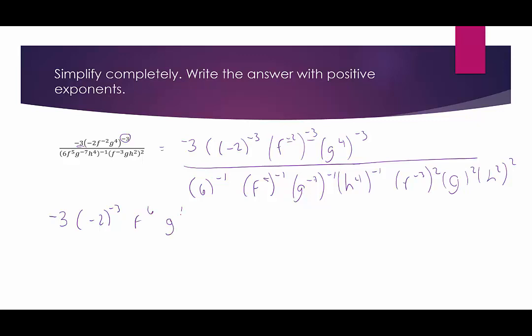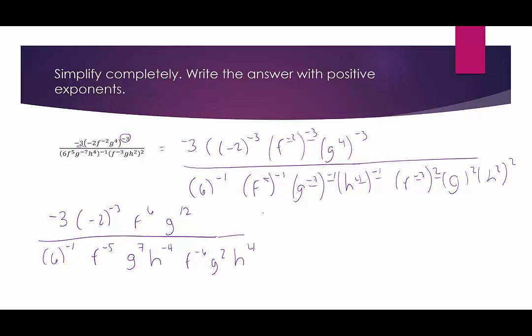Next we have g to the 12th. In the denominator, I'm going to deal with this in just a minute. I have f to the -5th, g to the +7, right? Because -7 times -1 is +7. H to the 4 times -1 is -4. F to the -6th. This will be g squared, and h to the 4th.